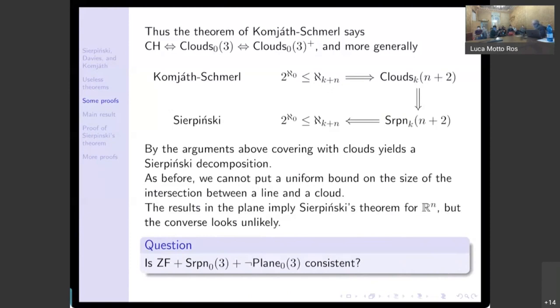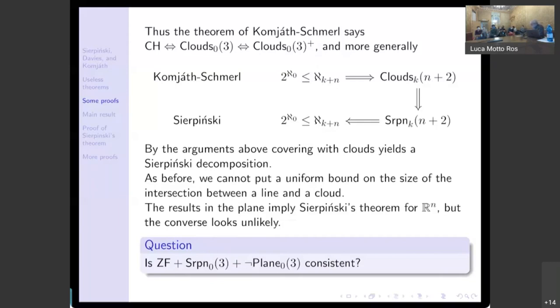But the converse is not the case, because you have this surjective map, and if you have sets in R3 and you smash them into R2, you get a mess. You don't get anything. So it seems like proving in R3 is better than proving in R2. You get something solid. And this vague feeling can be translated into the following question.